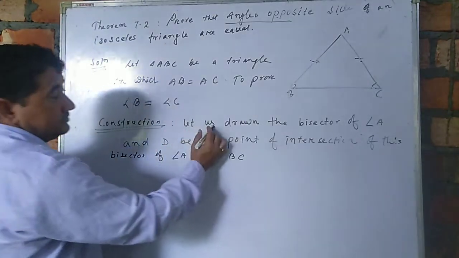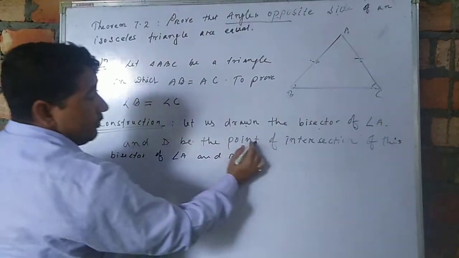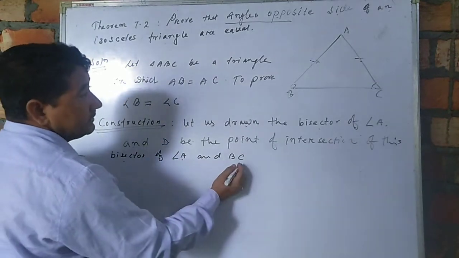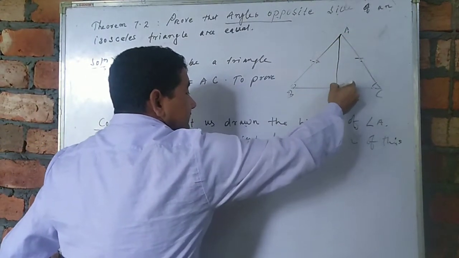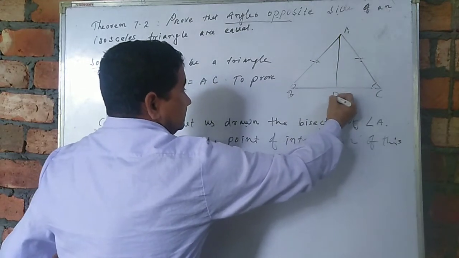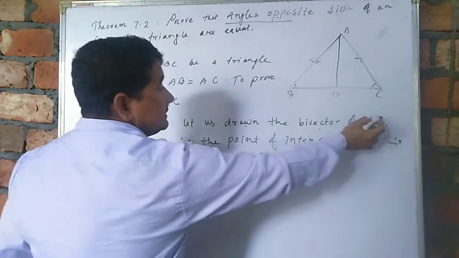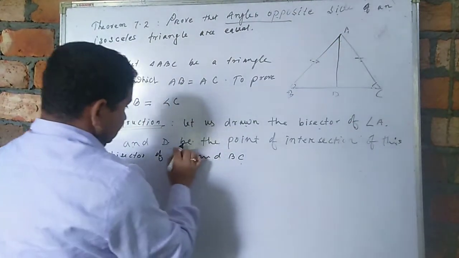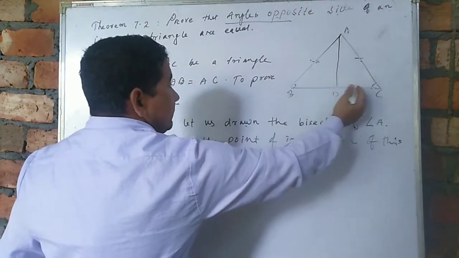Construction: let us draw the bisector of angle A, and let D be the point of intersection of this bisector of angle A and BC. We have to draw the line AD. This AD line is the bisector of angle A, and D is the point of intersection with BC.